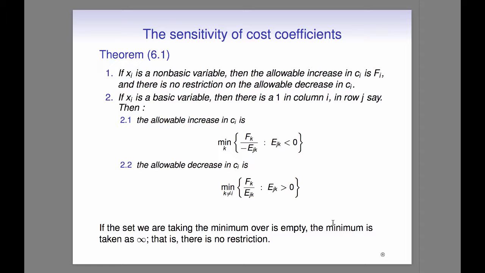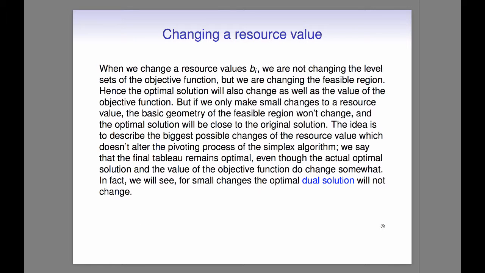So that's the cost coefficients. Now for the resource values. When we change a resource value, this time we're not changing the level sets of the objective function, but we are changing the feasible region. And it's a similar kind of thing. It's actually kind of a dual situation to the one we've just looked at. But again, the same question arises. What's the biggest change we can make which doesn't fundamentally change the solution?